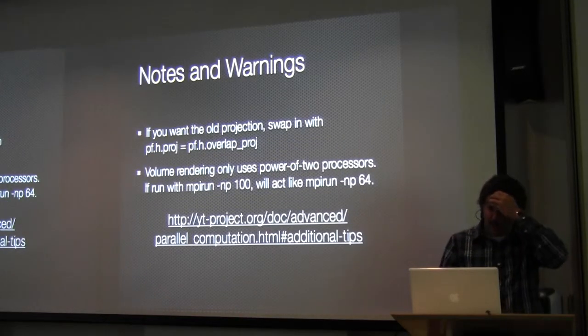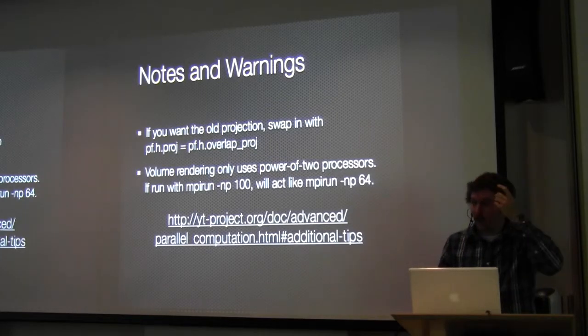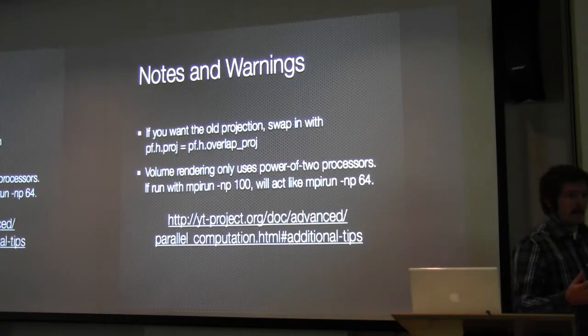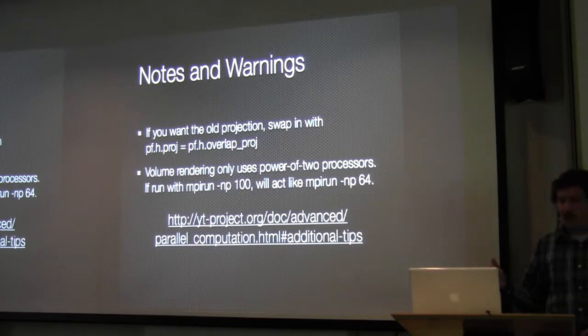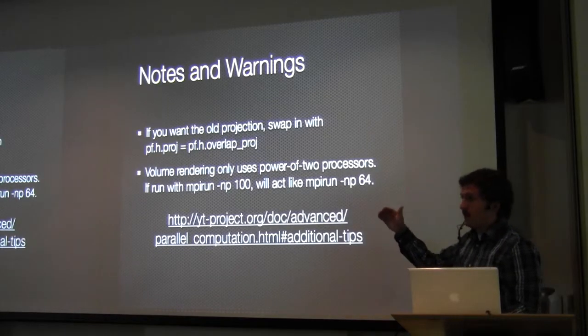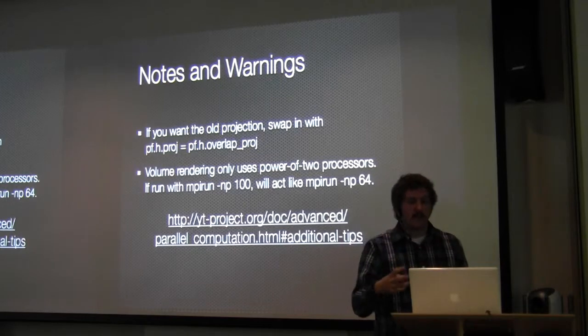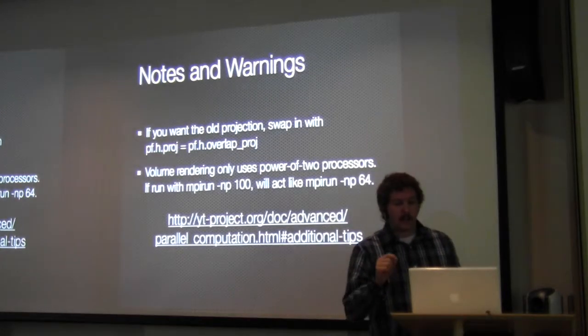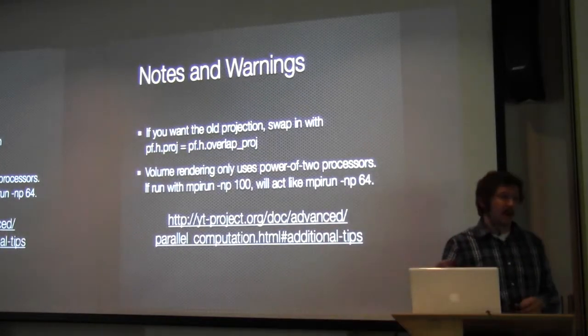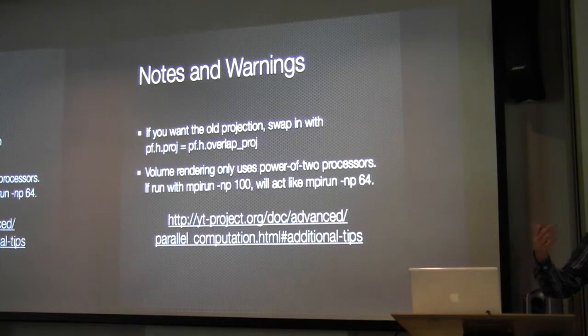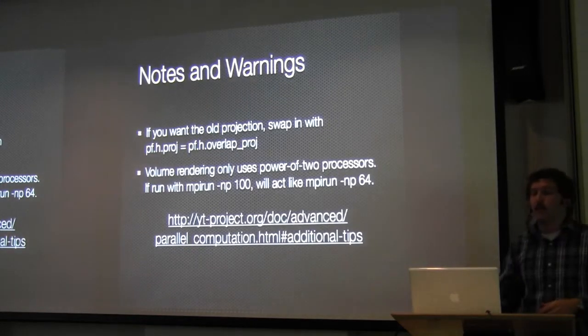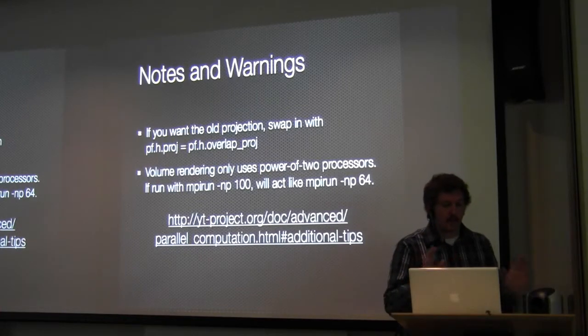Just going to give you a few notes and warnings to end here. As I said, there are these 2 versions of the parallel projection algorithm. If your data is more well suited to the old method, you can always go in and replace it at the top of your script, saying pf.h.proj, which is the projection method. You can just set that equal to the old one, which is pf.h.overlap_proj. And then if your data is a big AMR everywhere that you need to run lots of tasks on and need to save a little bit of memory, then you can just do that.